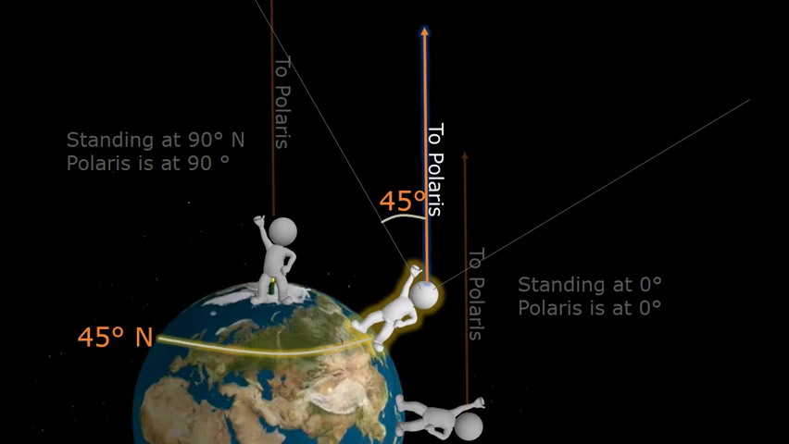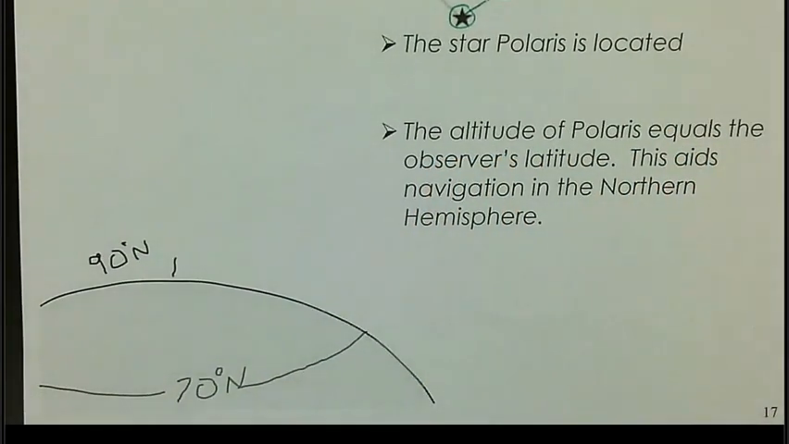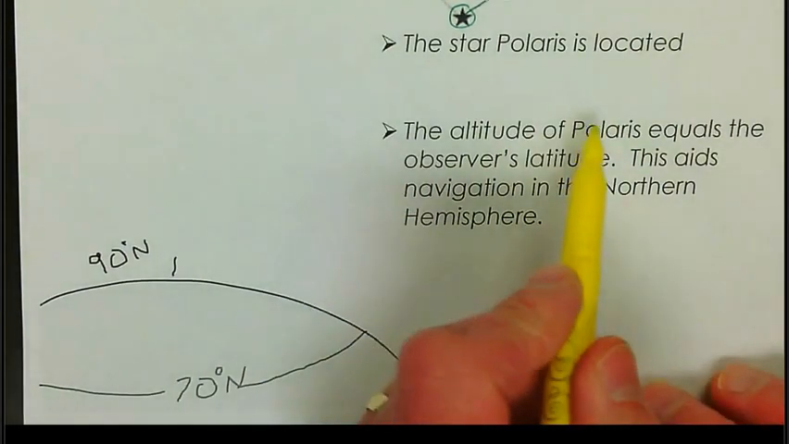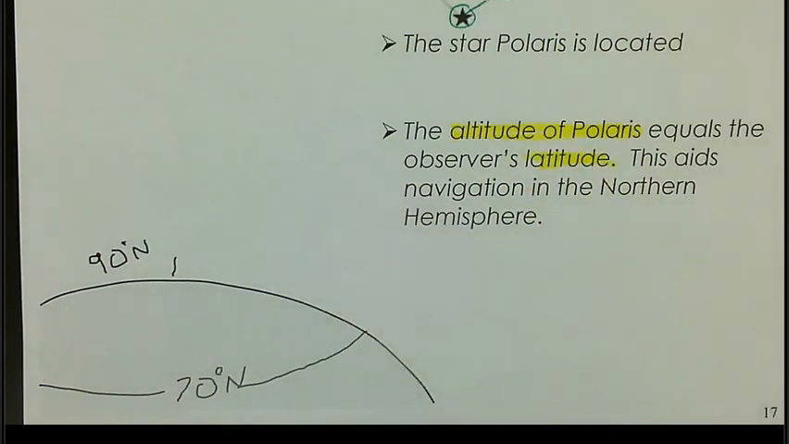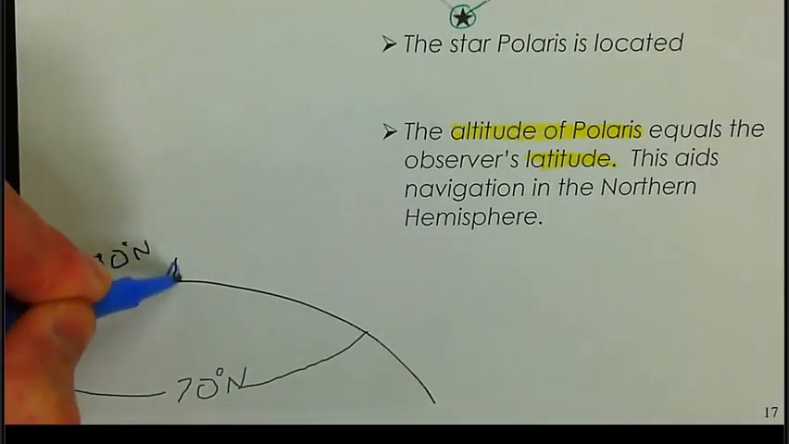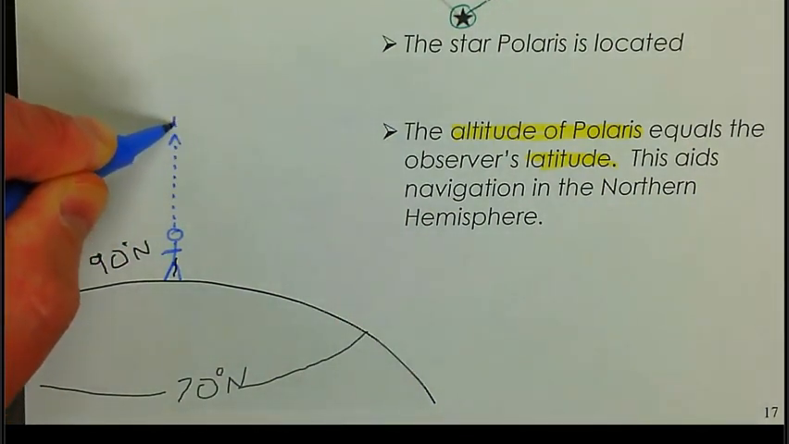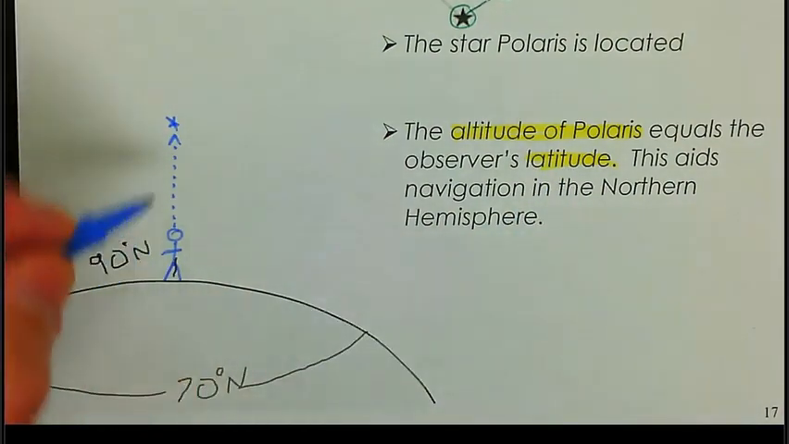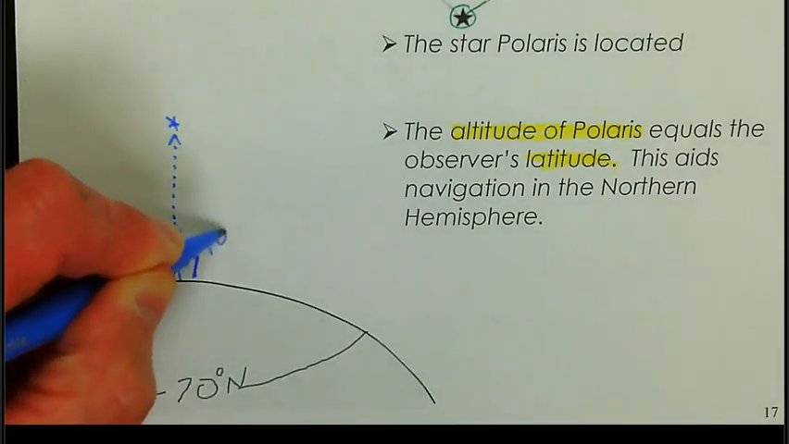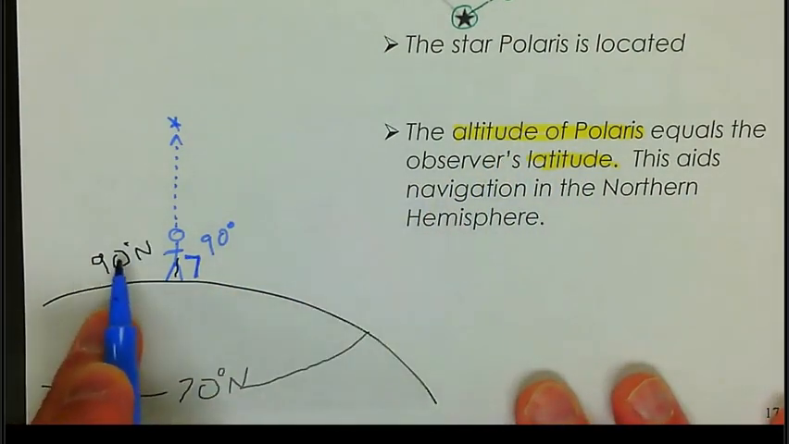And if we take a look at our notes, notice it says the altitude of Polaris equals the observer's latitude. So we have two things that we're comparing. The altitude of Polaris, meaning how high up in the sky do I look to see Polaris, and a person's latitude. So let's go ahead and draw this in our notes. If you're standing right here at the North Pole and you look straight up to see Polaris, notice that your latitude is 90 degrees north, and the angle you look up to see Polaris is a 90-degree angle. So I've got the altitude of Polaris is 90 degrees. The latitude is 90 degrees north.